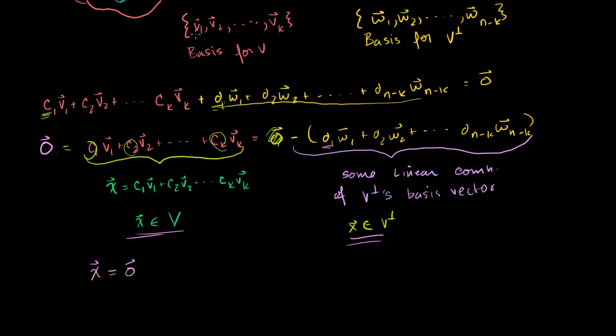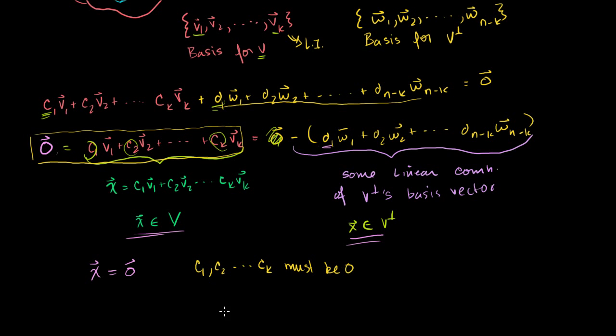We know that v1 through vk is a basis for v. That tells us that they span v and that they are linearly independent. Linear independence, by definition, means that the only solution to this equation right here is that all of the constants have to be 0. So the linear independence tells us that c1, c2, all the way through ck must be 0. So all of these guys right here are 0, which is the same as all of these guys. All of these guys must be 0.